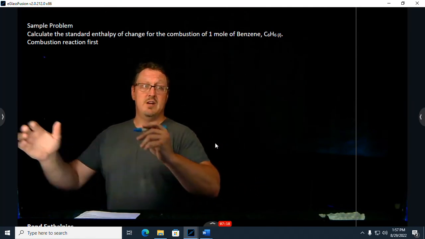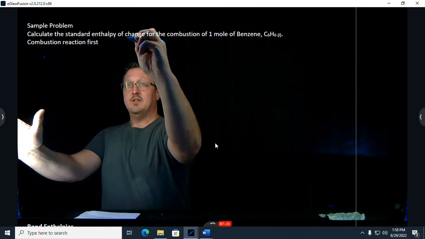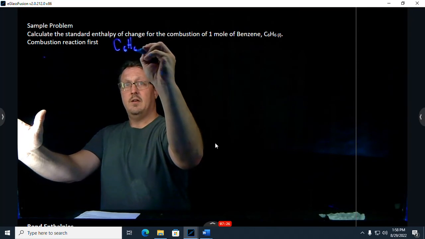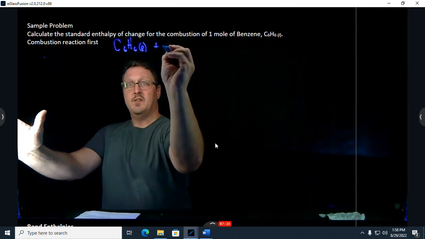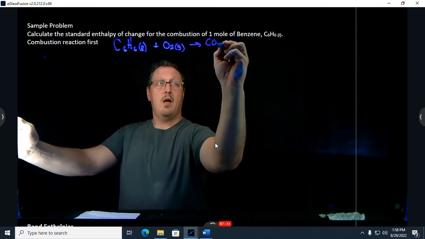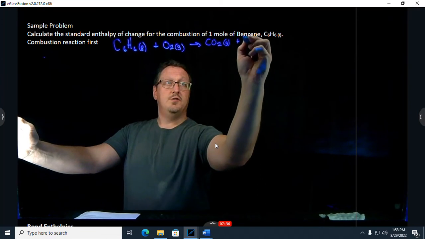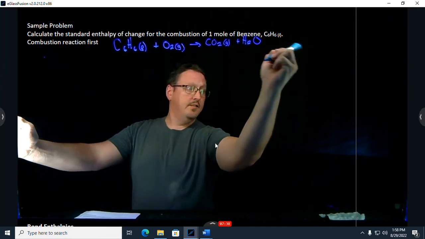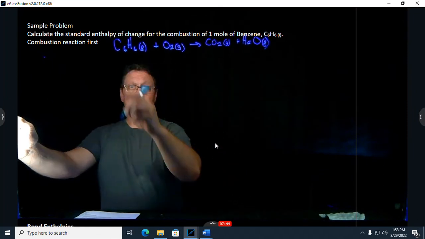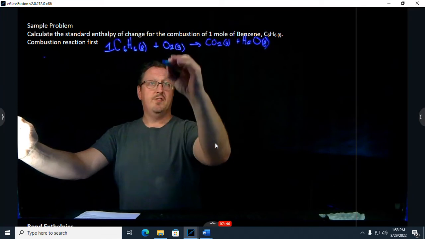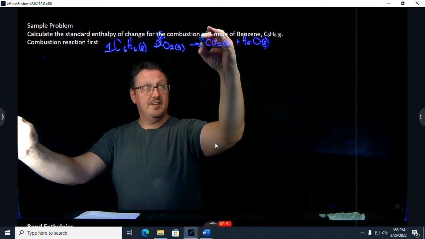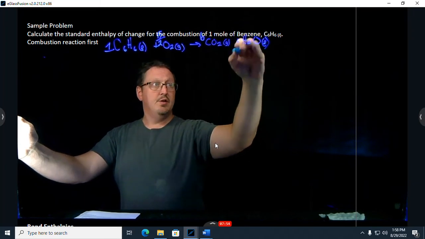So we need a combustion reaction first. Let's write our chemical reaction. We have C6H6, liquid phase, plus oxygen, which is a gas. It's going to make CO2, gas, plus H2O as a liquid. Now we're going to balance it. So this is a 1, this is going to be 15 halves of oxygen, this is going to be 6, and this is going to be 3.